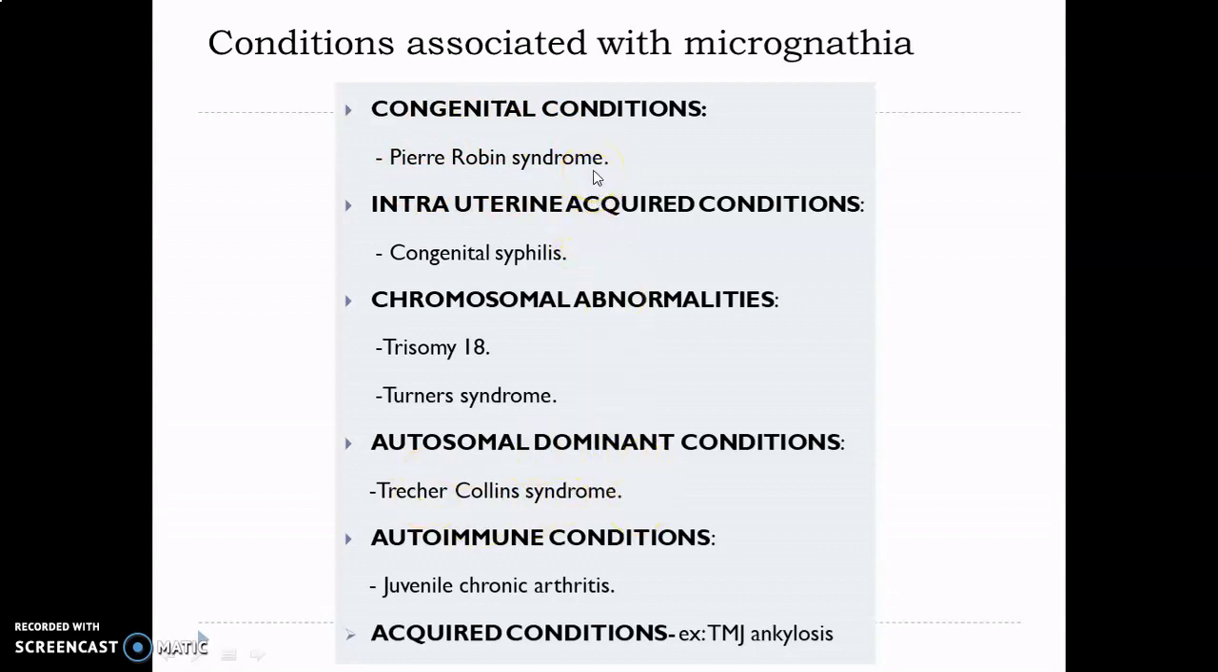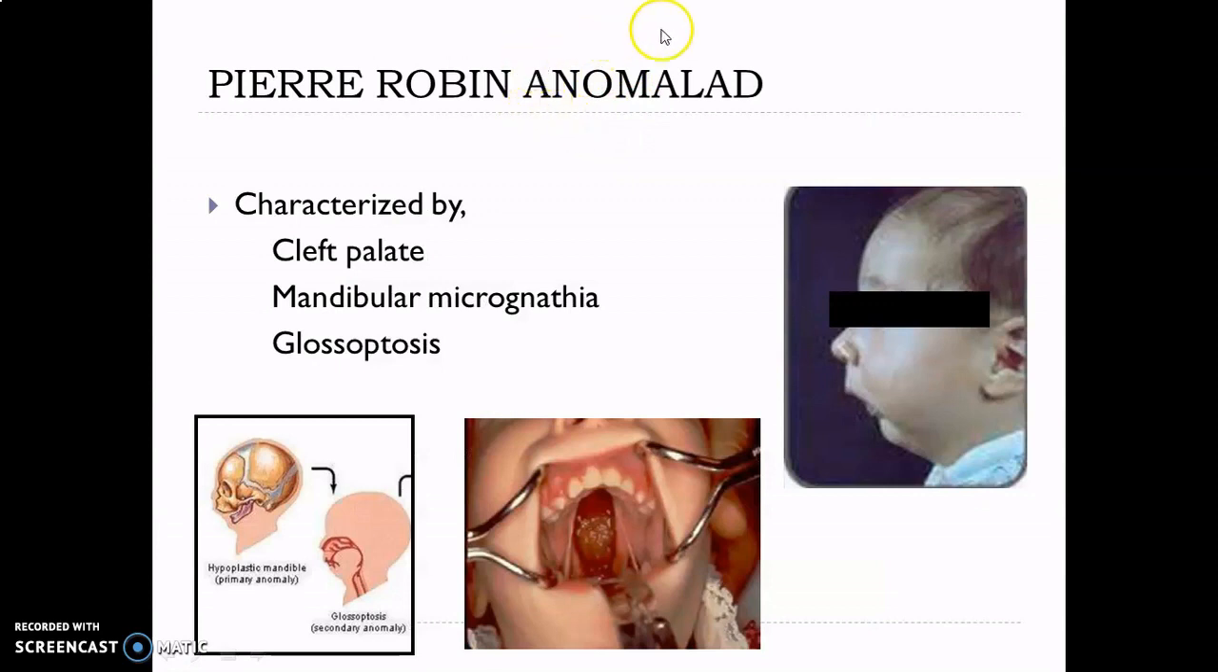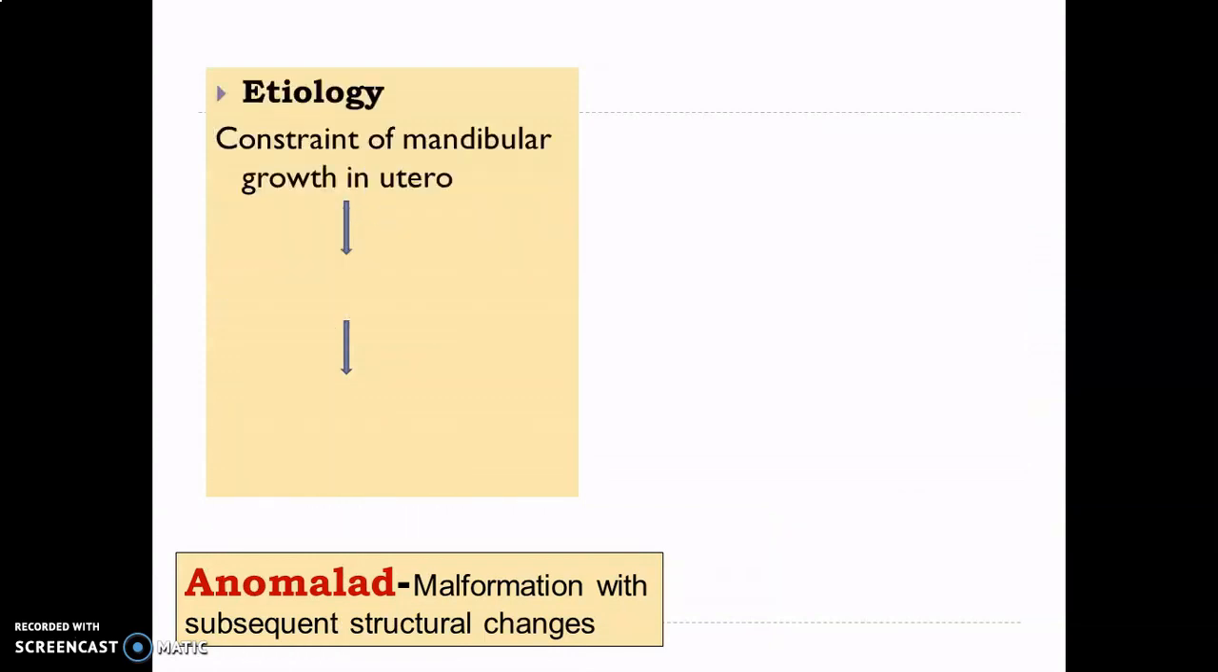Pierre Robin syndrome is no longer known as a syndrome, it's known as Pierre Robin anomalad. I will tell you what is the difference between an anomalad and a syndrome. Now, Pierre Robin anomalad is characterized by cleft palate. As you can see in this image, there is a wide palatal cleft, mandibular micrognathia, that is underdeveloped mandible as you can see here, and glossoptosis. Glossoptosis means a backward or posteriorly positioned tongue. Now let's see the etiopathogenesis of Pierre Robin anomalad. Initially there is a restriction of mandibular growth in utero, which results in failure of descent of tongue.